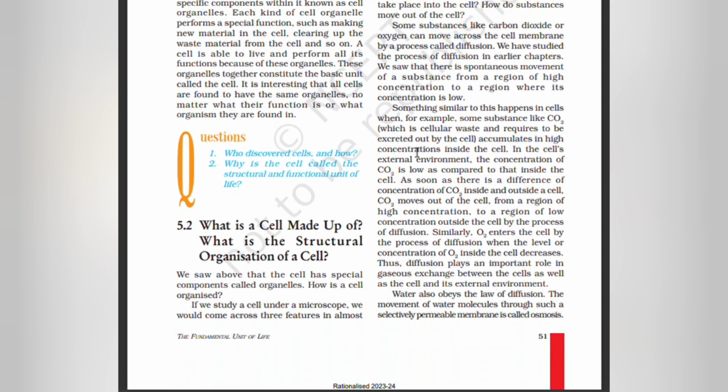In the cell's external environment, the concentration of carbon dioxide is low as compared to the inside of the cell. As soon as there is a difference in concentration of carbon dioxide inside and outside the cell, carbon dioxide moves out of the cell from a region of higher concentration to a region of lower concentration outside the cell by a process of diffusion. Similarly, oxygen enters the cell by the process of diffusion when the concentration of oxygen inside the cell decreases. Thus, diffusion plays an important role in gaseous exchange between the cells as well as the cell and its external environment.